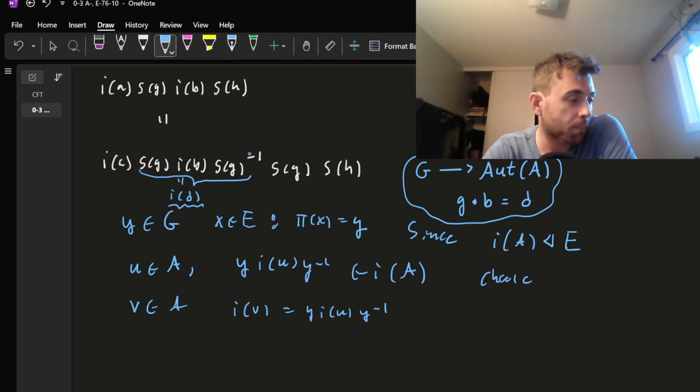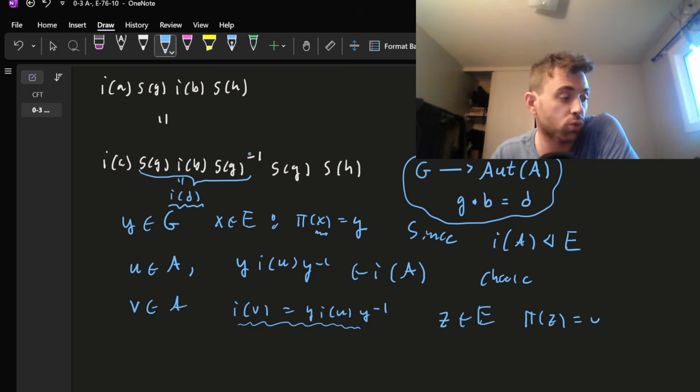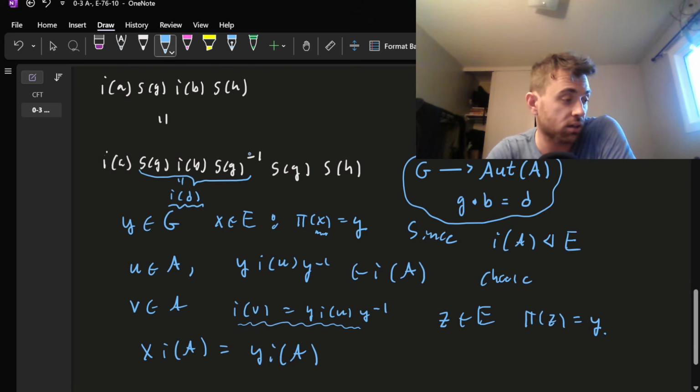So to show it's well defined, right? If I get this action, I don't want this V to depend on my pre-image x. So I suppose that I have some other z in E, which also maps to y. Then what does that mean? x and z determine the same coset, right? These determine the same coset of the image of A.